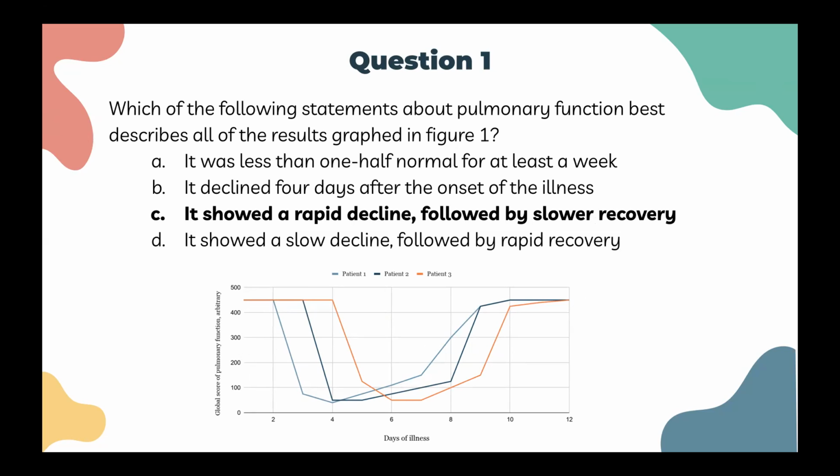Pulmonary function continued to decline on day 3 for patient 1. It stopped declining on day 4 for patient 2, and patient 3 had a decline on day 5. And choice D is wrong. It was a rapid decline and a slower recovery. Does that make sense?